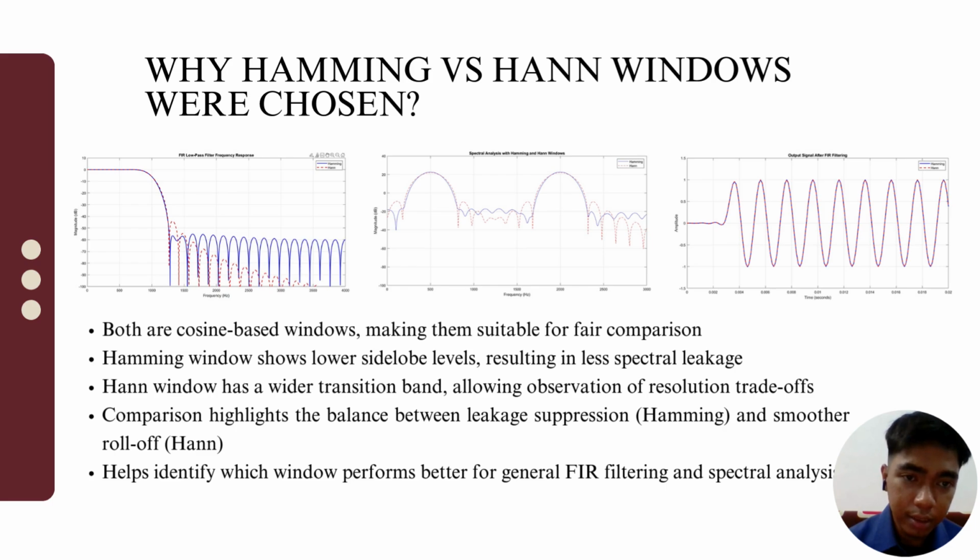The third figure shows the filter result, or output signal plot. In this figure, we apply the filter to the test signal. The original input was made of 500 Hz and 2000 Hz components. Since our cutoff is 1000 Hz, the filter should remove the 2000 Hz noise entirely.